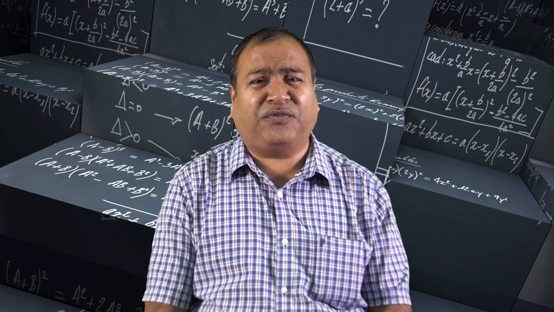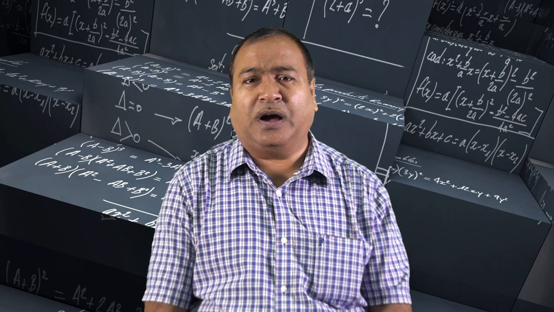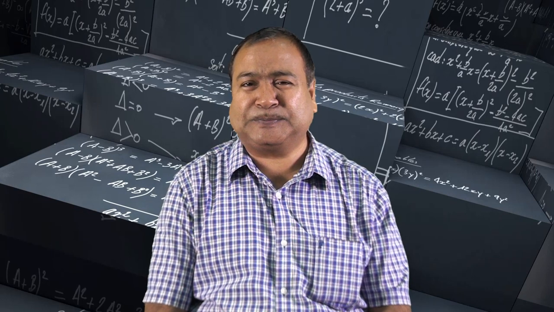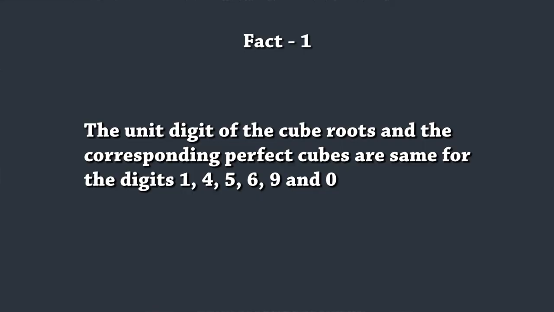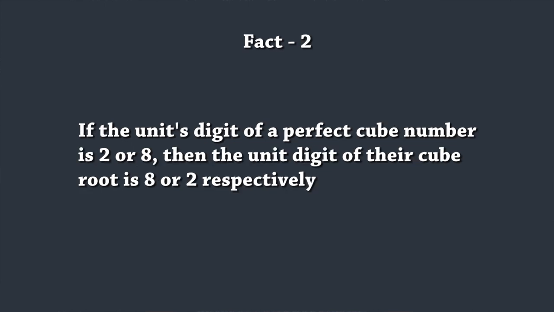Also, we observe the following facts about the units digits of perfect cube numbers and their cube roots. Fact 1. The unit digit of the cube roots and the corresponding perfect cubes are same for the digits 1, 4, 5, 6, 9 and 0. Fact 2. If the units digit of a perfect cube number is 2 or 8, then the unit digit of their cube root is 8 or 2 respectively. Fact 3. If the units digit of a perfect cube number is 3 or 7, then the unit digit of their cube root is 7 or 3 respectively.